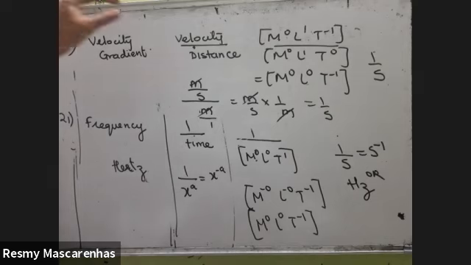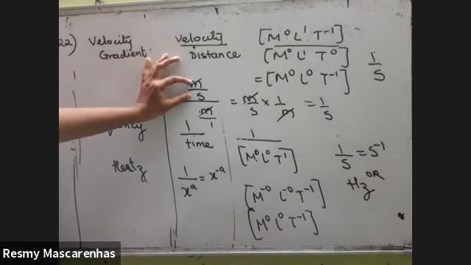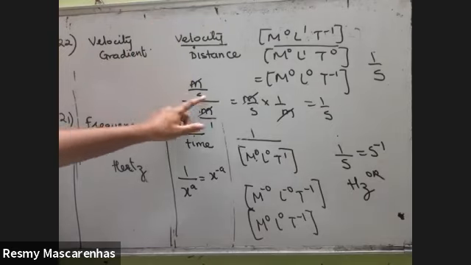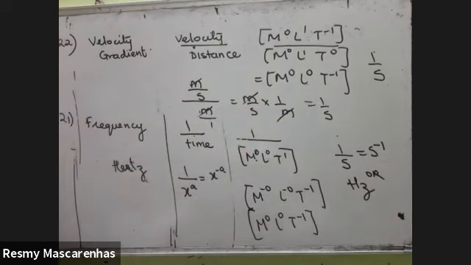How do you get it? Put the unit of velocity, that is meters per second. Put the unit of distance, that is meters. Then m and m will cancel. What remains is 1 upon s.